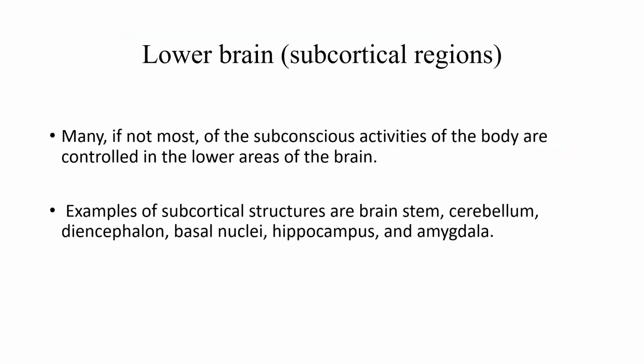Now the brain can also be subdivided into the lower brain, or what we call the subcortical region, and the higher brain, or the cerebral cortex. The subcortical regions include the brainstem, cerebellum, diencephalon, and basal nuclei, and they process the subconscious activities of our body. Like we talked about, in the brainstem there is the cardiovascular center and the respiratory center. So you regulate your breathing at a subconscious level. You're not consciously aware of these types of activities.